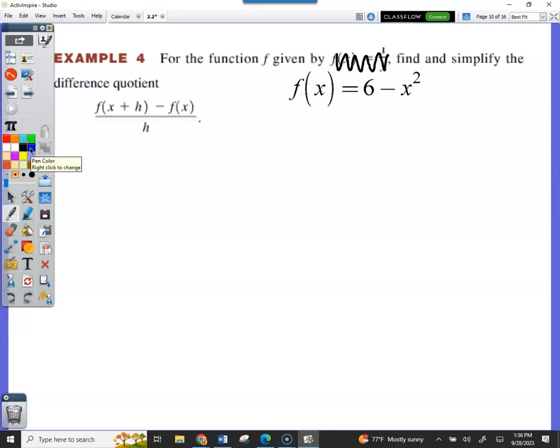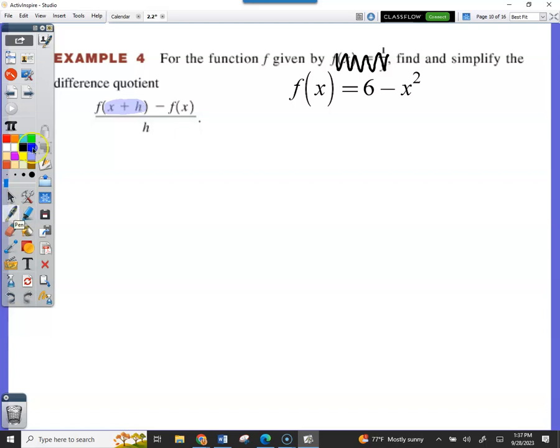All right. For the function f given by, here we go, 6 minus x squared, find and simplify the difference quotient, which means if the function f is 6 minus x squared, find this. This is the formula. This means everywhere there is an x, you're going to plug in x plus h. And then you're going to subtract, and then you're going to write the formula for f, but in parentheses. And then you're going to clean it up.